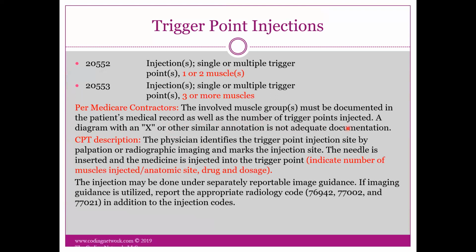So again, make sure you document the muscles involved and the anatomic site and the drug and dosage. Also keep in mind, if you're doing the procedure under any kind of image guidance, you can also bill additional image guidance with these codes. This one is ultrasound guidance. I believe this is fluoroscopy, and I think this one is magnetic resonance.